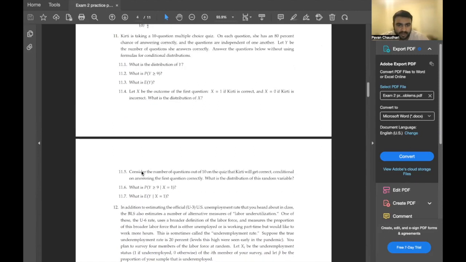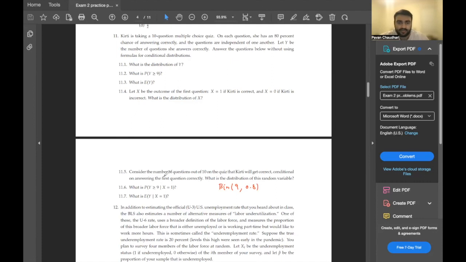Okay. And consider the number of questions out of 10 that Kirti will get correct, conditional on the first answer being correct, right? So if you already know that the first one is correct, that's not going to affect your performance on the other 9, right? So it's still going to be binomial. But now you already know one of them is correct, so it's only 9 trials left, and then with probability of 0.8 on each question.